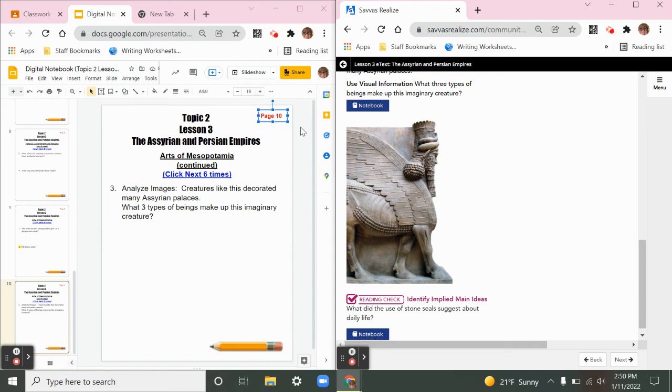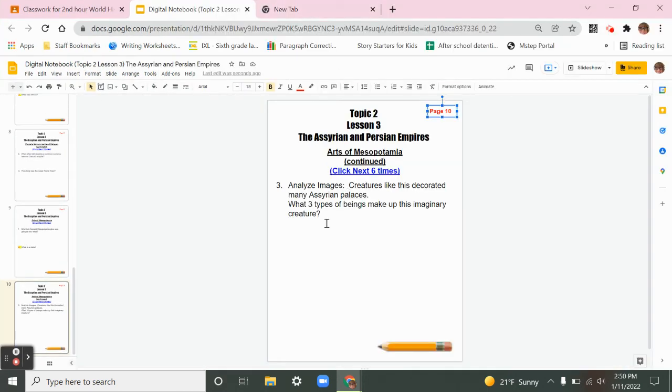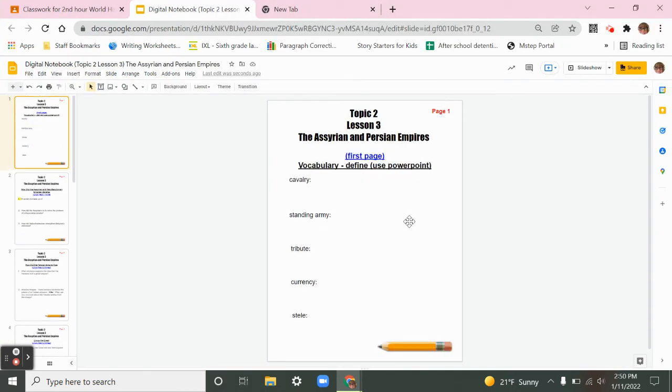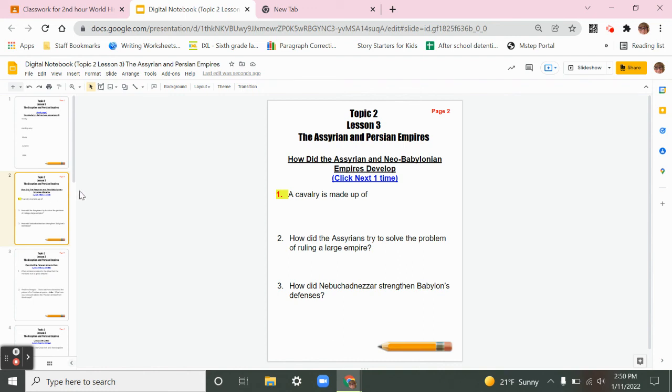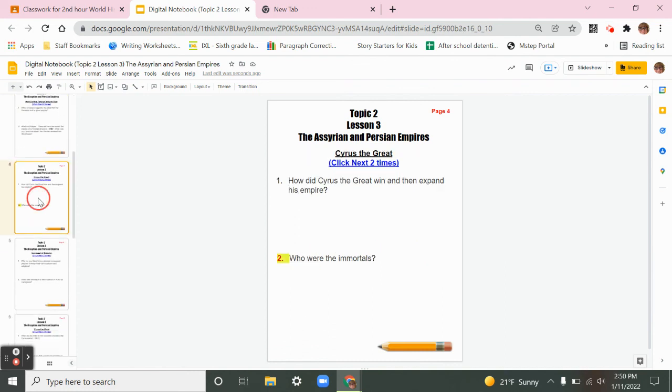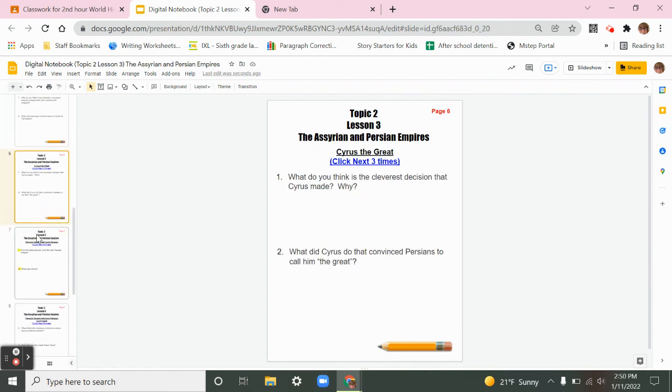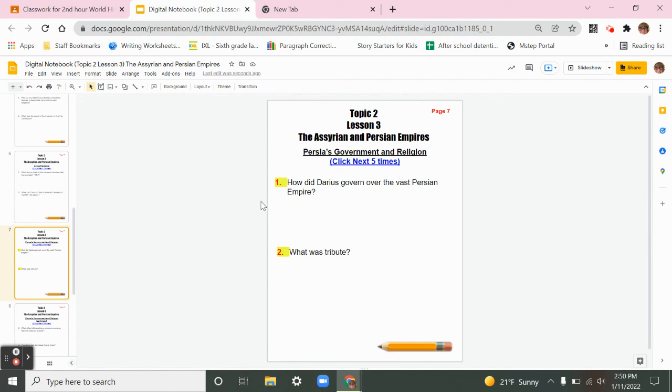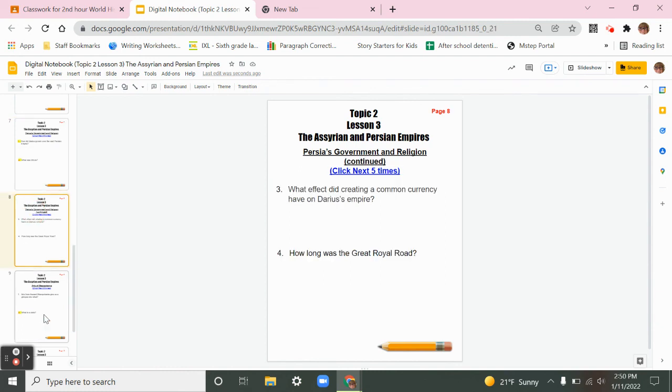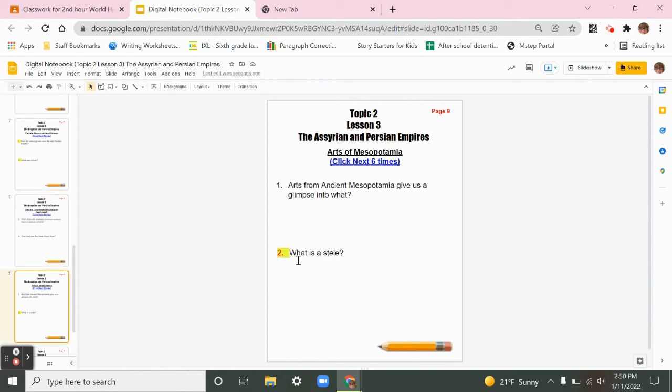All right, so the last page is page 10, where you were talking about this image. So let's go back and look at the questions that are on your quiz. We have page 1, all 5 of your vocab words are on the quiz. Page 2, number 1. Page 4, number 2. Page 7, number 1 and 2. These are both on your quiz. And page 9, number 2.